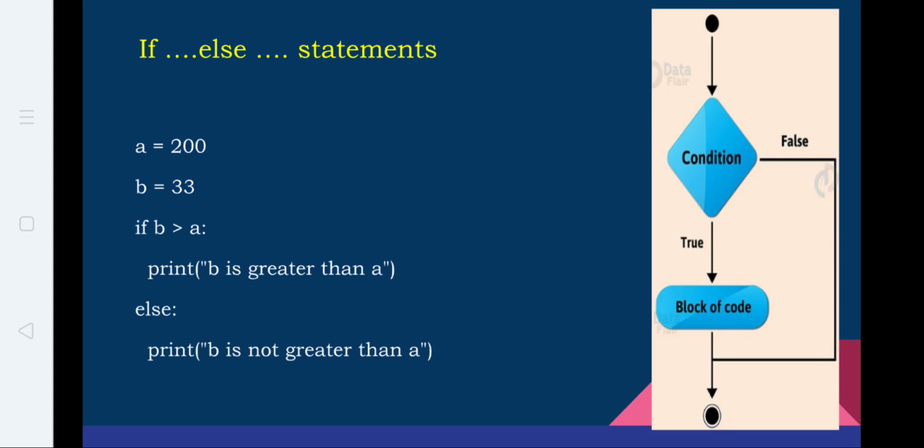So you can see the false line comes and it is connected to the black dot. That means this is within the loop. This is not beyond the loop. This is within the if condition. Okay, so for this question, the input given, the output will be b is not greater than a, because the value of a is 200 but b is 33. So the condition is false, that is, else is executed, which says that b is not greater than a.